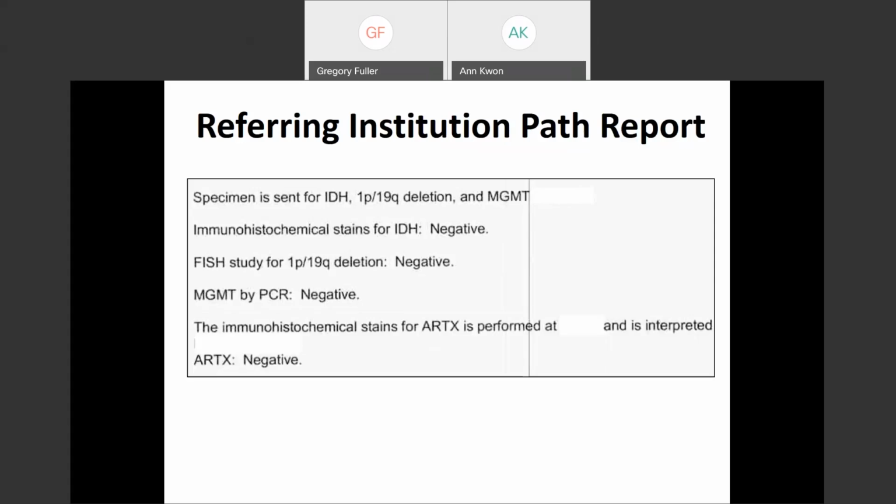All right, how about this? The immunohistochemical stains are ARTX. Now, ARTX, I don't actually think it is. I think it may be ATRX. All right, it's performed at, and I've anonymized, and is interpreted as ARTX or ATRX negative. What does that mean, ATRX negative? Well, I assume that it's negative, just like the IDH. Okay, it looks like MGMT was done at a reference lab. Okay, but that's okay. It was not the referring, it was not the consultant reference laboratory that did the interpretation.